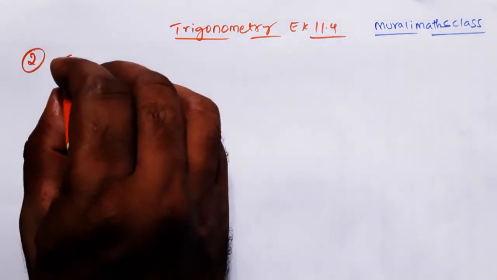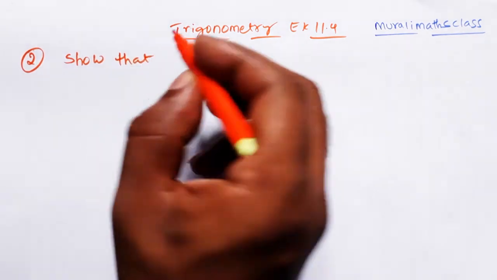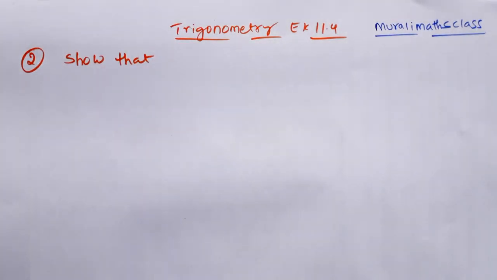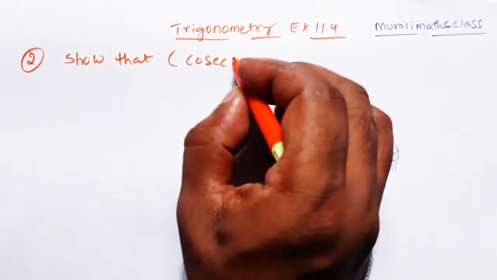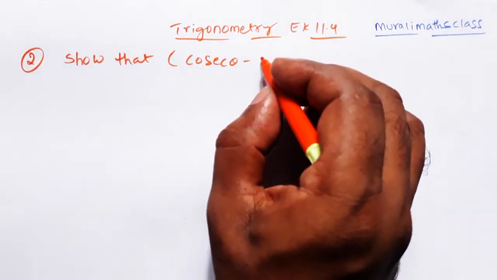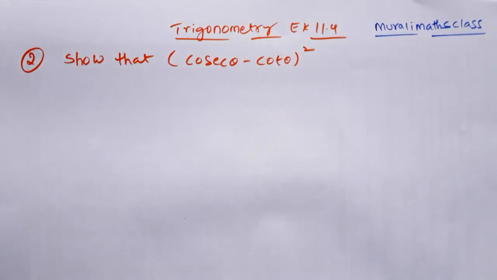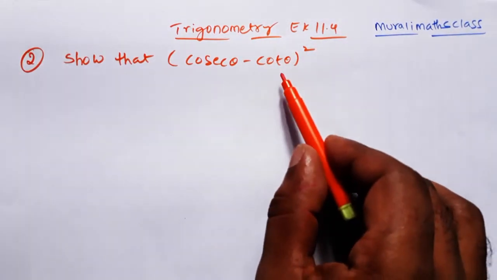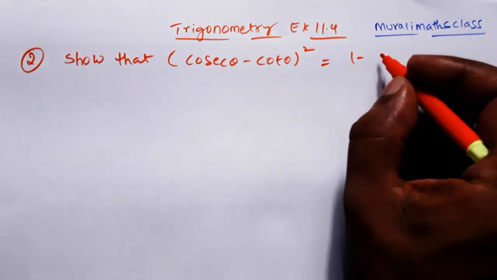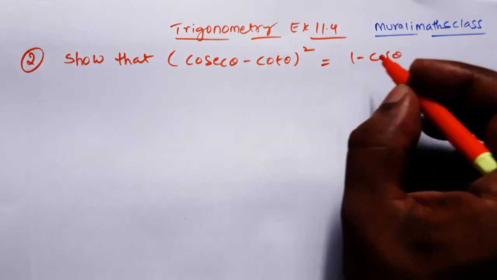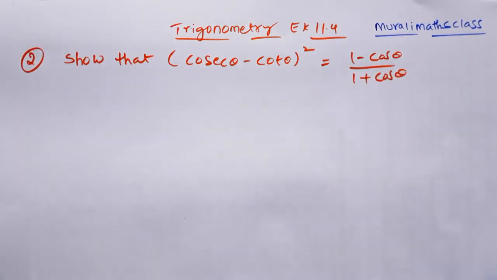Show that, second one is given like this. Show that (cosecant theta minus cot theta) whole square equals to (1 minus cos theta) divided by (1 plus cos theta). That we need to show.